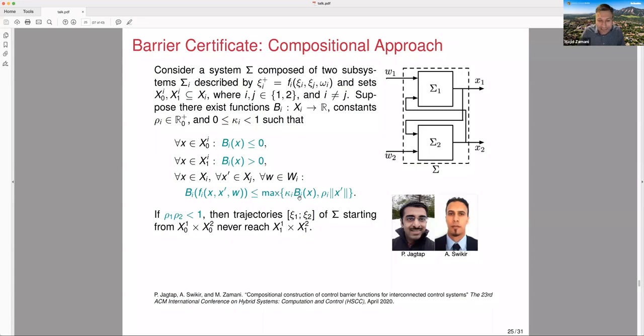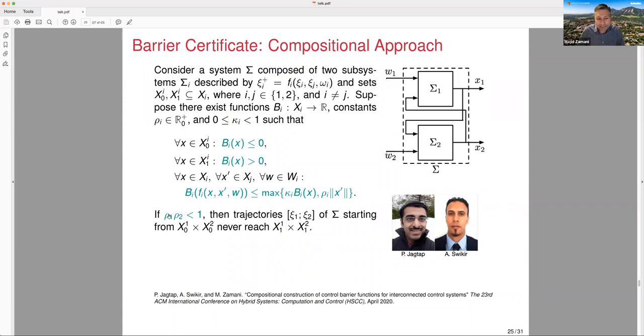The first term is the barrier at X. X is the state of my own subsystem. And then again, rho i times the norm of the state of my neighboring subsystems. Now look at this beautiful compositionality condition. It says if rho 1 times rho 2 is less than 1, it doesn't say what the amplitude of the state of the neighboring agent is. It doesn't care. It only cares about the gain.